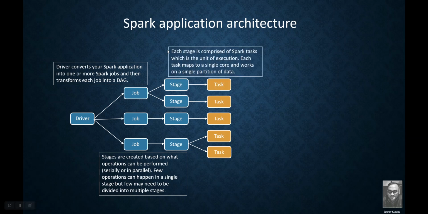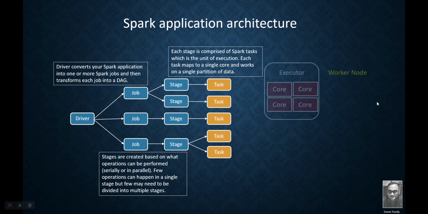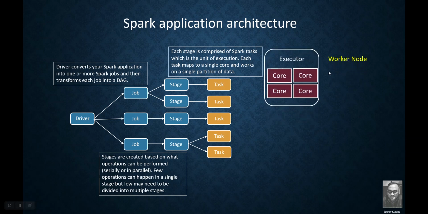And now each stage is comprised of Spark tasks, which are basically the unit of execution, right? So in a task itself, the execution will be happening. Each task is mapped to a single core and works on a single partition of data. So this happens in this manner actually. You can see in the executor, there are 4 cores present here.